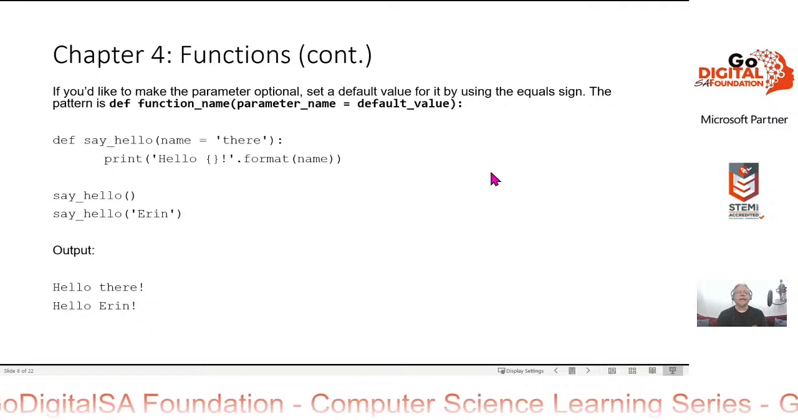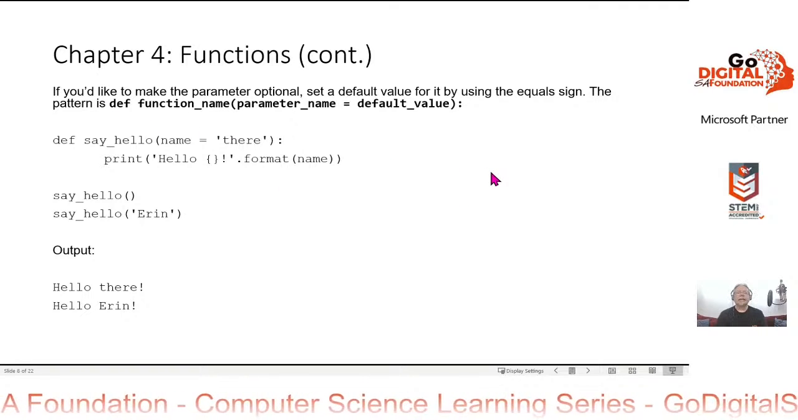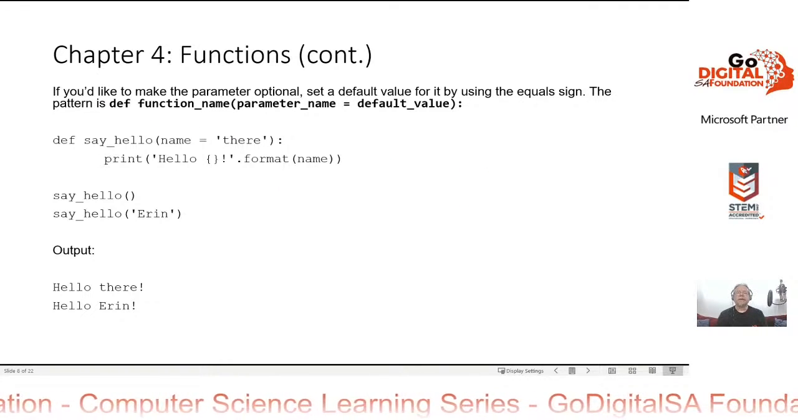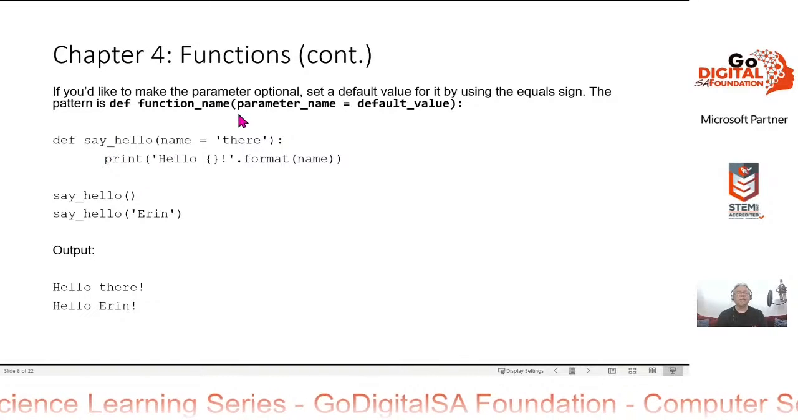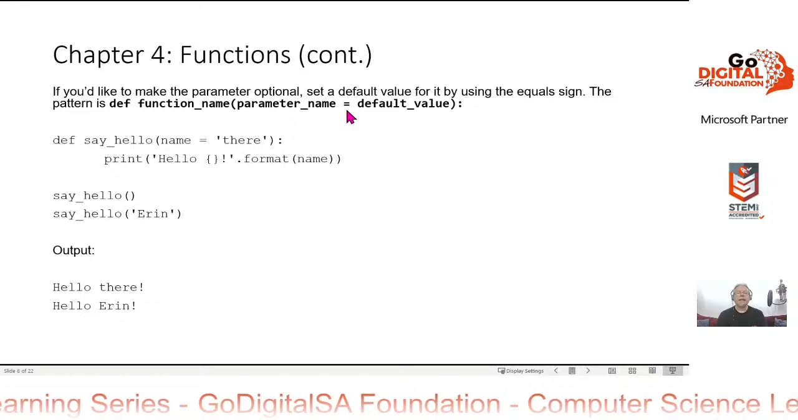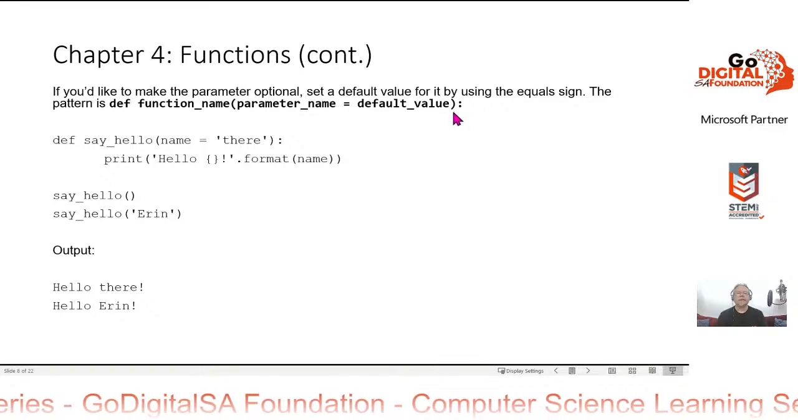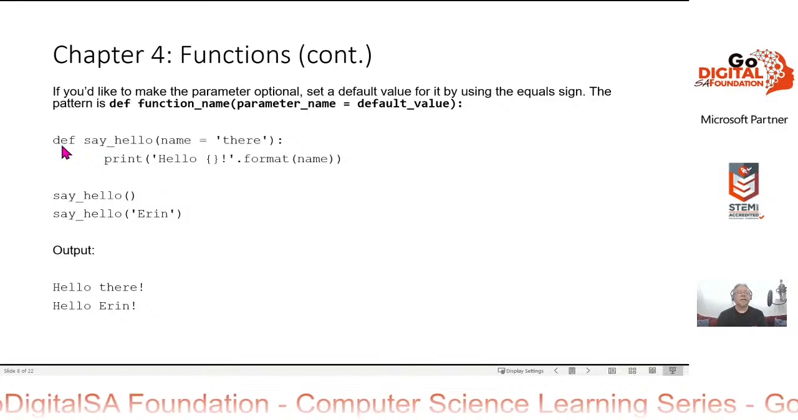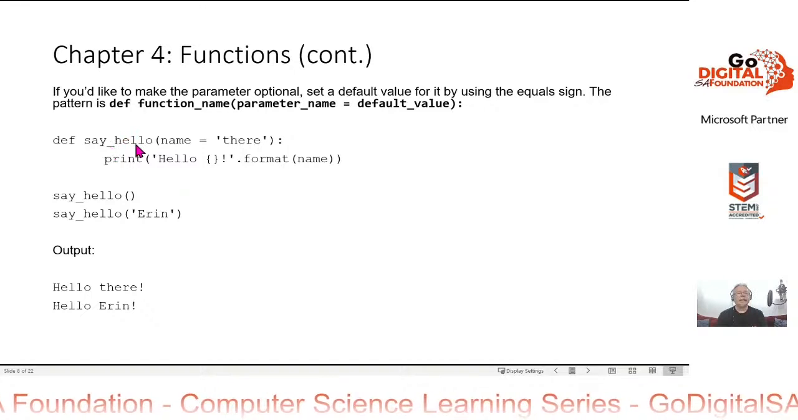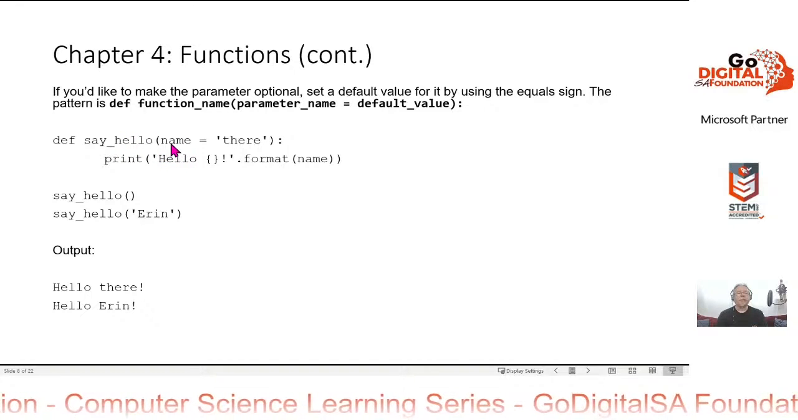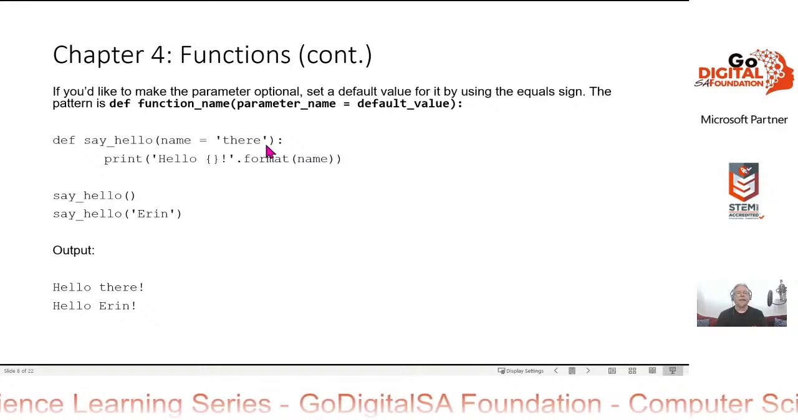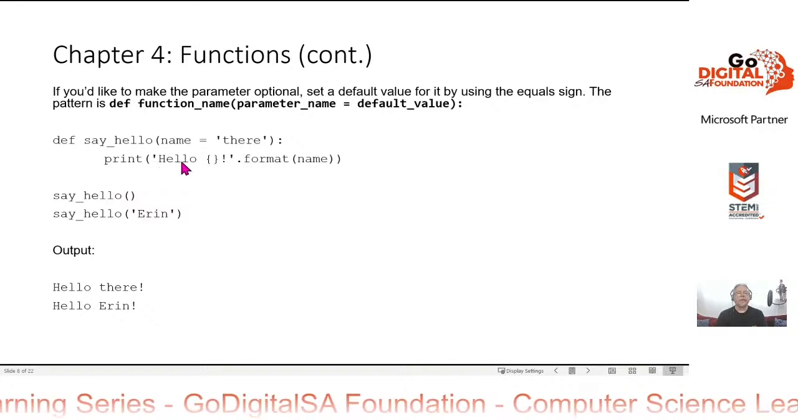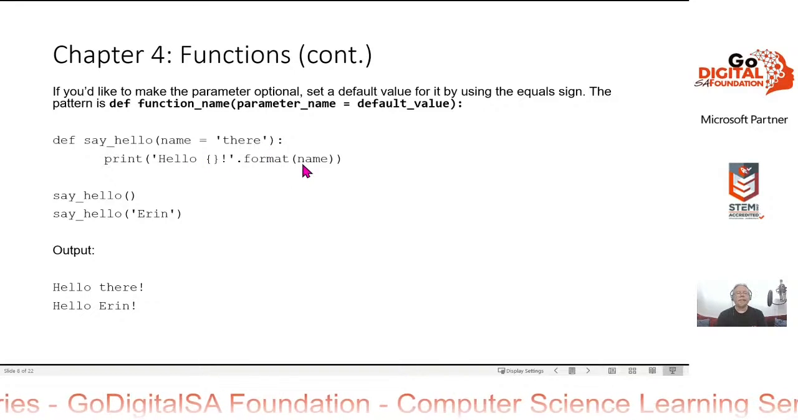If you'd like to make the parameter optional, set a default value for it by using the equal sign. The pattern is define function name, parameter name equals default value. Close the parentheses and go on. So here we've got define say hello, and we've got a parameter name, and we set it equal to the string there. And then we print hello and whatever the name is.